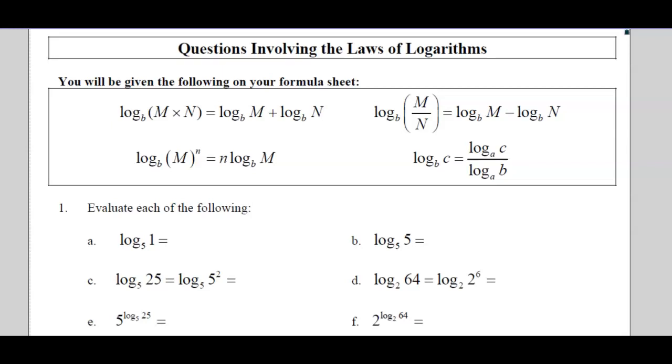Okay, so now we're going to use those laws. Copy out the 4 that are on your formula sheet. They're at the top of your page, in the first third going down. They use capital M and capital N. M could represent a whole monomial, right? It's not necessarily just a number.